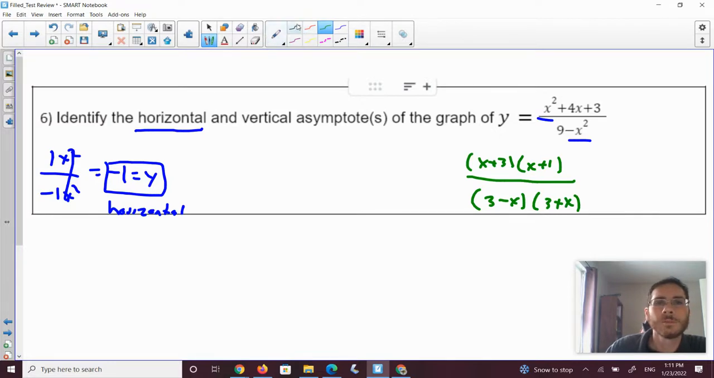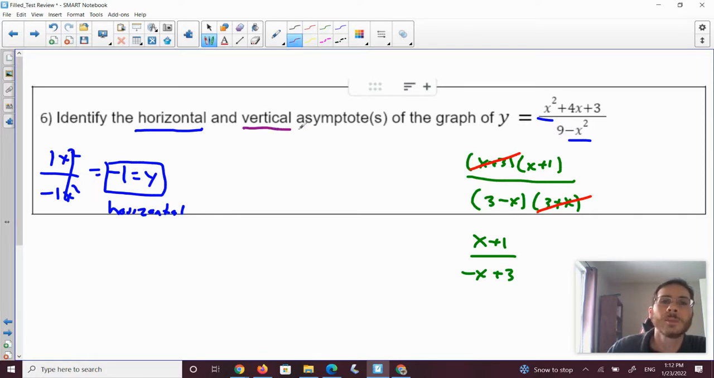Okay, well, pretty clearly we can see two things that are going to cancel out. X plus 3 and 3 plus x are the same. So this is going to leave me with x plus 1 over, I may as well write this in standard form, negative x plus 3. Again, we can clearly see here we've got 1 divided by negative 1 is negative 1. So you can get the horizontal asymptote from there also.